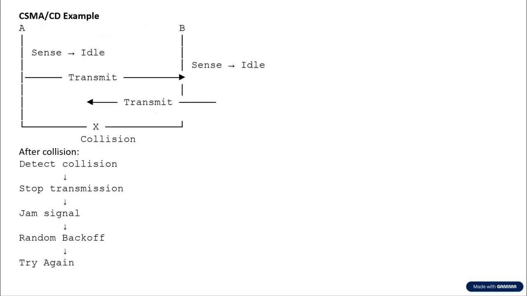So now look at the example. A and B are transmitting. Collision has happened. After collision, the device would have detected the collision. It stops transmission, sends a jam signal, waits a random backoff time, and then tries the retransmission again.